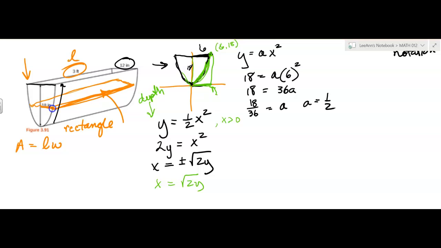So this width right here, it's only half of the width, but that is x. That's the x that we just came up with. Right there. But we're going to have to double it because we have another piece over here, right? So I need 2 times that. So I need the area to be length, which is 3 feet, times 2 times the square root of 2y.